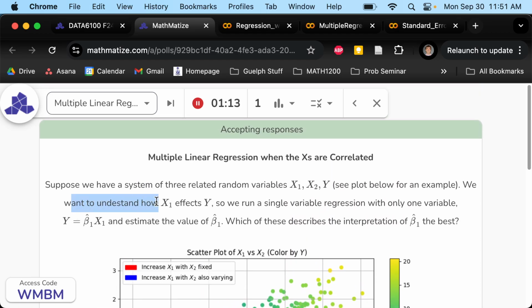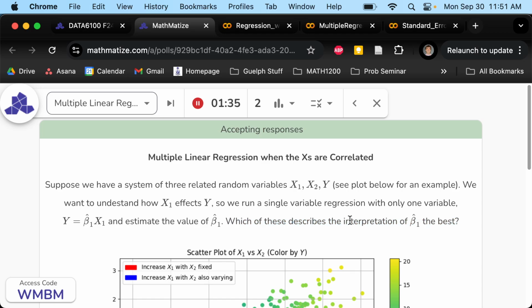So here's what it says in the question. We want to understand how x1 affects y, so we run a single variable regression on only one variable. So y equals beta hat 1 x, and we use linear regression to estimate the value of beta hat 1. So we put it into our linear regression formula, we get the value of beta hat 1. Which of these describes the interpretation of beta hat 1 the best?